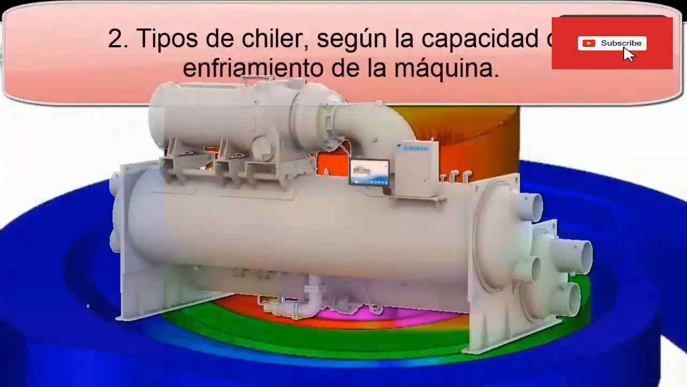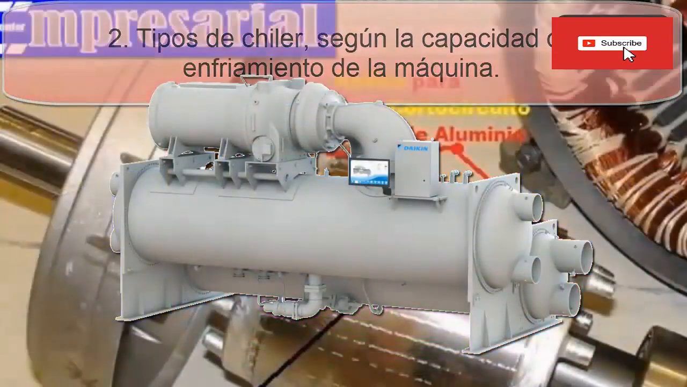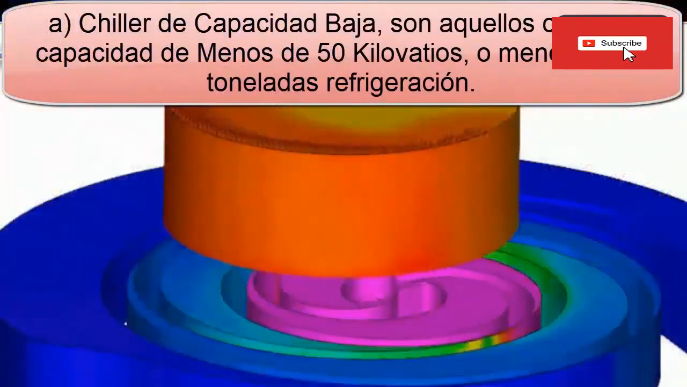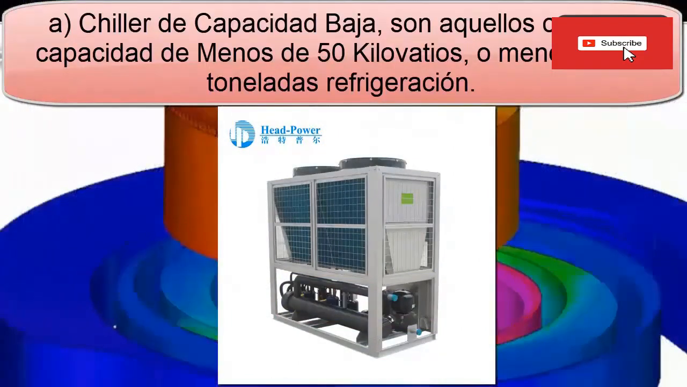Let's go with the second classification. Types of chiller, depending on the cooling capacity of the machine. In this classification we have: A. Low-capacity chiller are those with a capacity of less than 50 kW or less than 14 tons of refrigeration. In this range, the air-cooled scroll-type compressor chiller stands out.